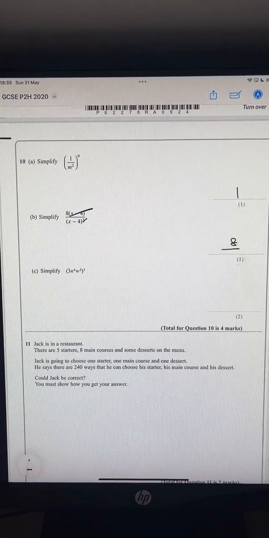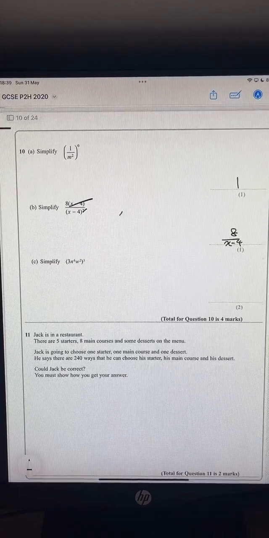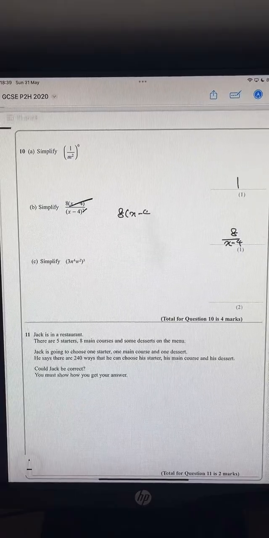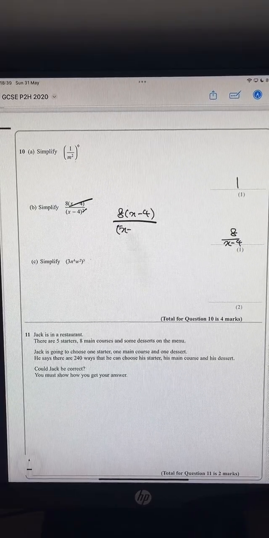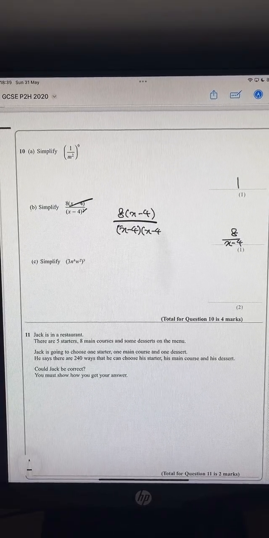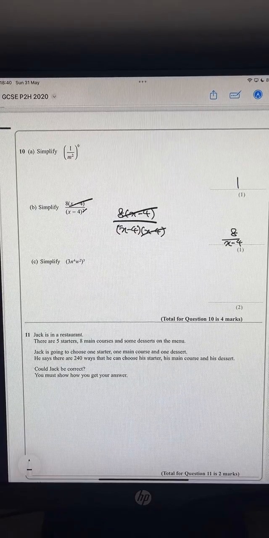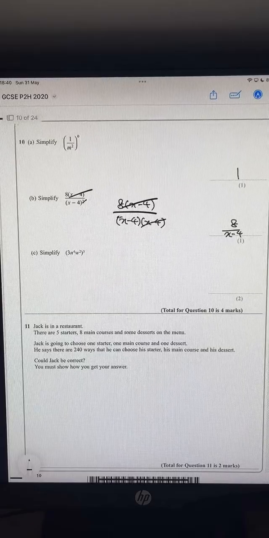So that's just 8 over x minus 4. I'm just going to write down a visual in case people want to see how that works. Like y disappeared, x minus 4, and then you cancel those, and then you get your answer. That's how it works. And then you have to simplify this thing here to the power of 3.